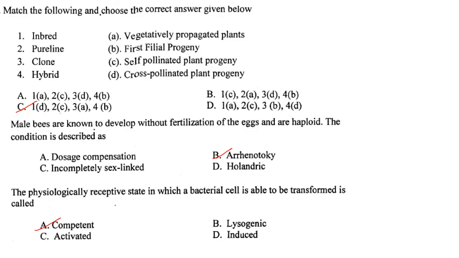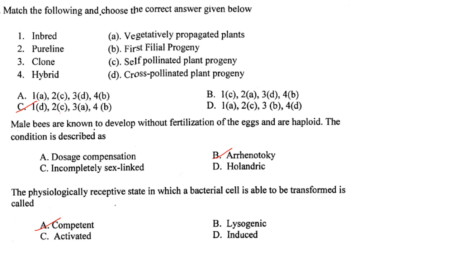Then next one. Match the following and choose the correct answer given below. Inbred is cross-pollinated plant progeny. Answer is 1D. Pure line is self-pollinated plant progeny. Clone is vegetatively propagated plants, they all have the same genetic makeup. Hybrid is first filial progeny, F1 progeny. So answer is option C, that is 1D, 2C, 3A, 4B.